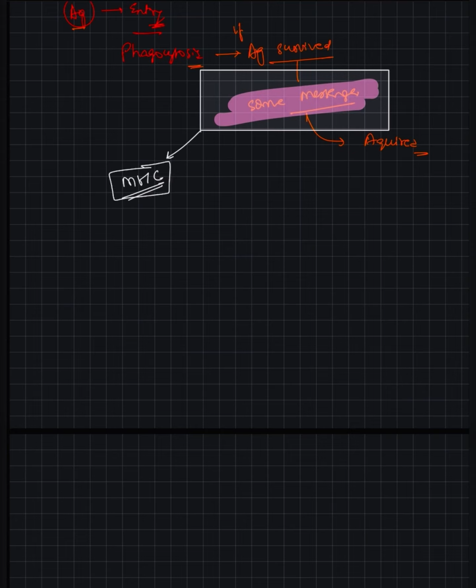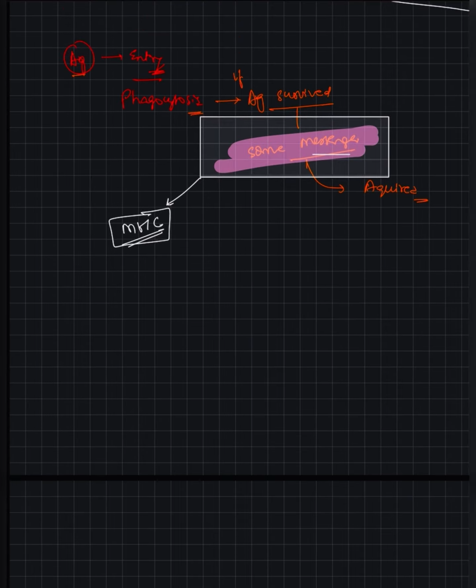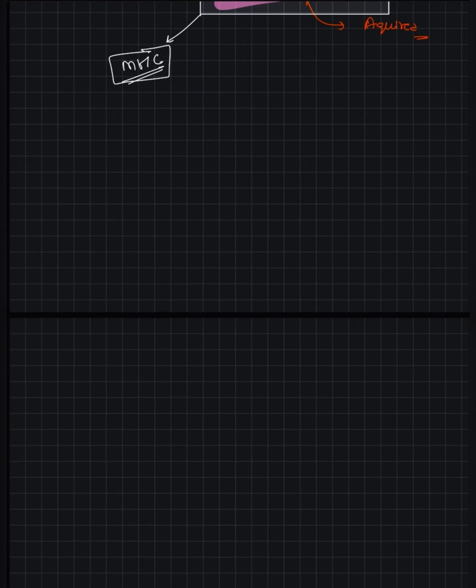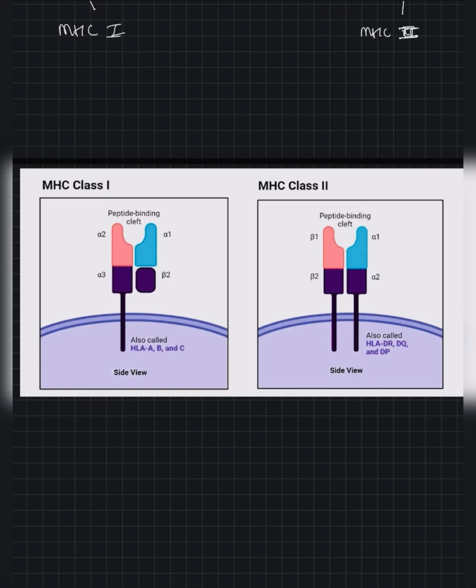So MHC is the messenger which comes into action when the innate immune system fails. Okay, done. Now, there are two types of MHC, or major histocompatibility complex. This is MHC1 and MHC2. So now I am presenting the diagrams of the MHC1 and MHC2 molecules.